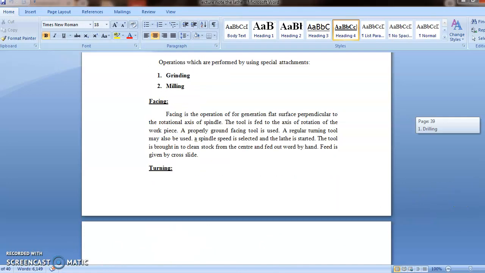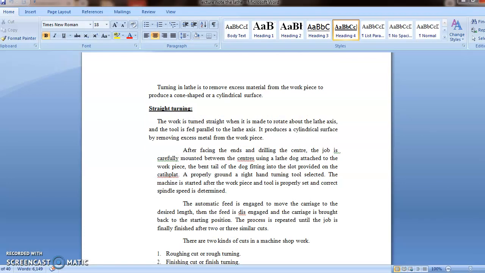The next one is turning operation. Turning in a lathe is to remove the excess material from the workpiece to produce a cone shape or a cylindrical surface. Different types of turning operation are there, that is straight turning, finish turning, rough turning, taper turning, etc. The first one is straight turning.